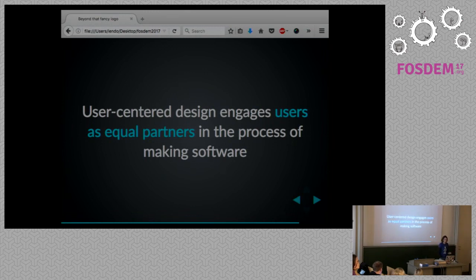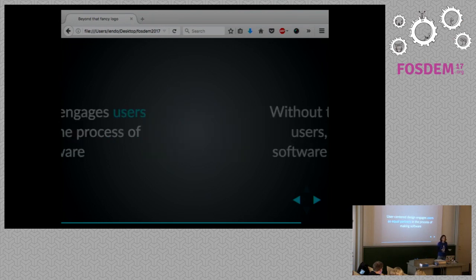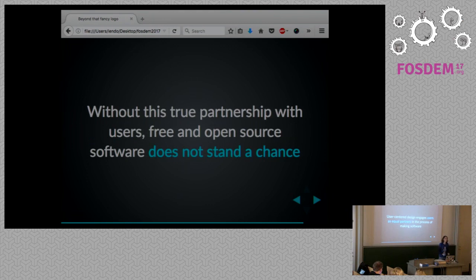So this is why it's so important that we think about the non-visual aspects of design. Because user-centered design engages users of software as equal partners, not just as people who are passive elements that receive the technology and use the technology we produce. It engages users as equal partners in the process of making software. And without this true partnership, without a true shift to user-centered design processes, free and open source software will never see widespread adoption, and it will not stand a chance against commercial software.